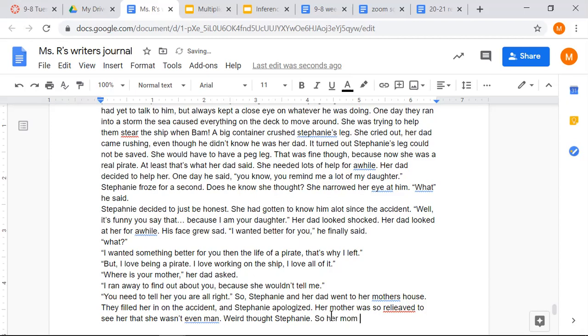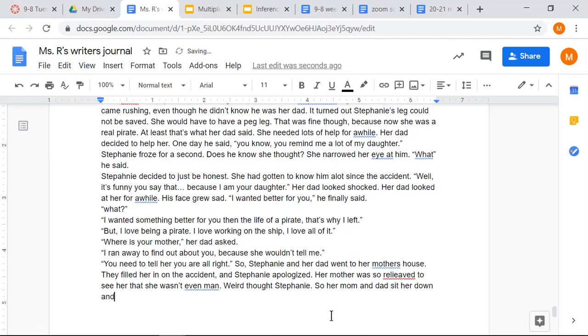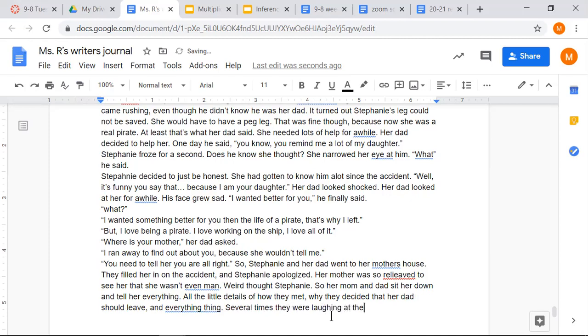So her mom and dad sit her down and tell her everything, all the little details of how they met, why they decided that dad should leave, and everything. Several times they were laughing at the silly things they did. They still liked each other.